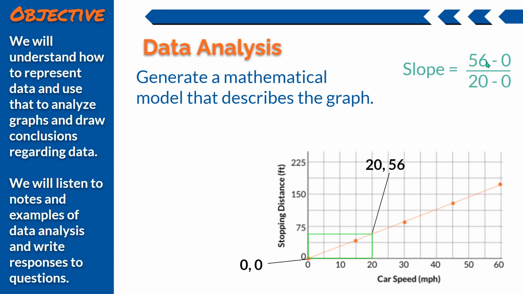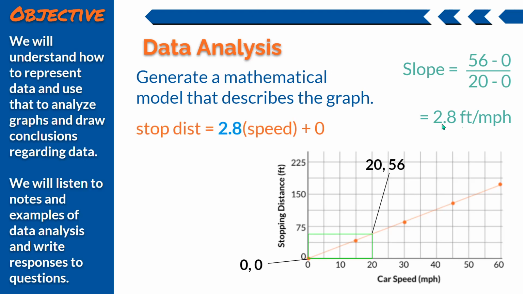But I went ahead and found my slope, rise over run, change in y over change in x, 56 minus 0 over 20 minus 0 gives me a slope of about 2.8 feet per mile per hour. And I got those units from my axes. I did y over x, that's feet over miles per hour, which means for every mile per hour faster I go, it takes another 2.8 feet for me to stop, according to this data. I don't know how accurate that is, but that's what our data shows.